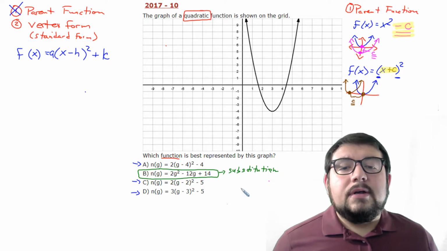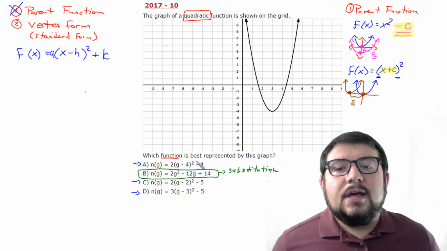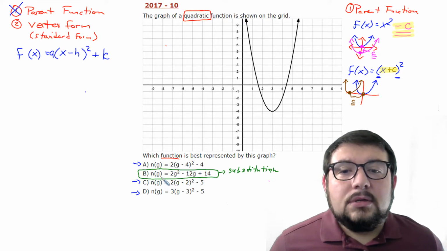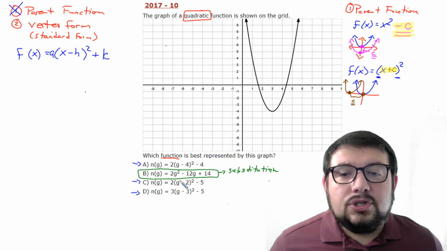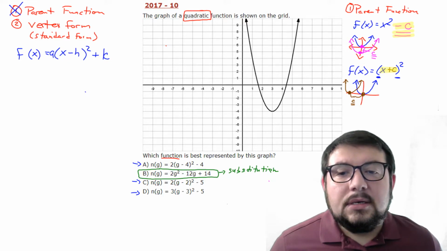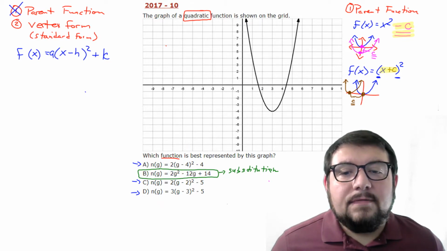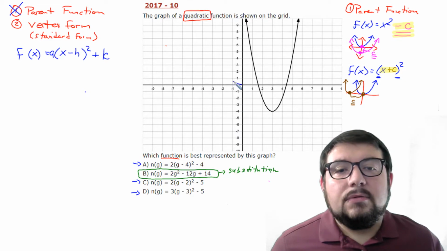There are other ways of doing it. You could have done a method called completing the square, but to be honest, that would probably make this video approximately 10 minutes longer, and I don't want to do that to you. I'm just going to try plugging in some numbers. So let's take a look at our choices here and see what we get. All right, so the first thing I can see is that the parent function would have passed through here.